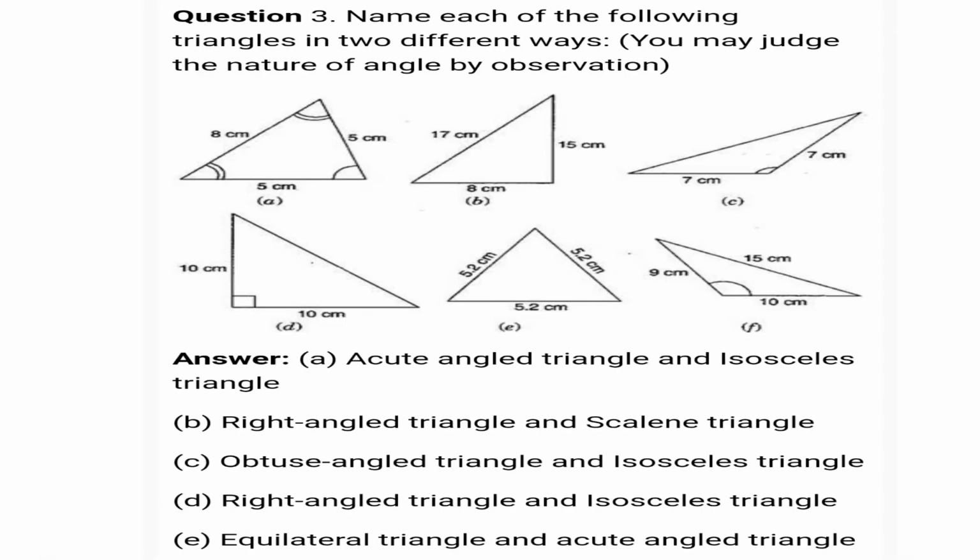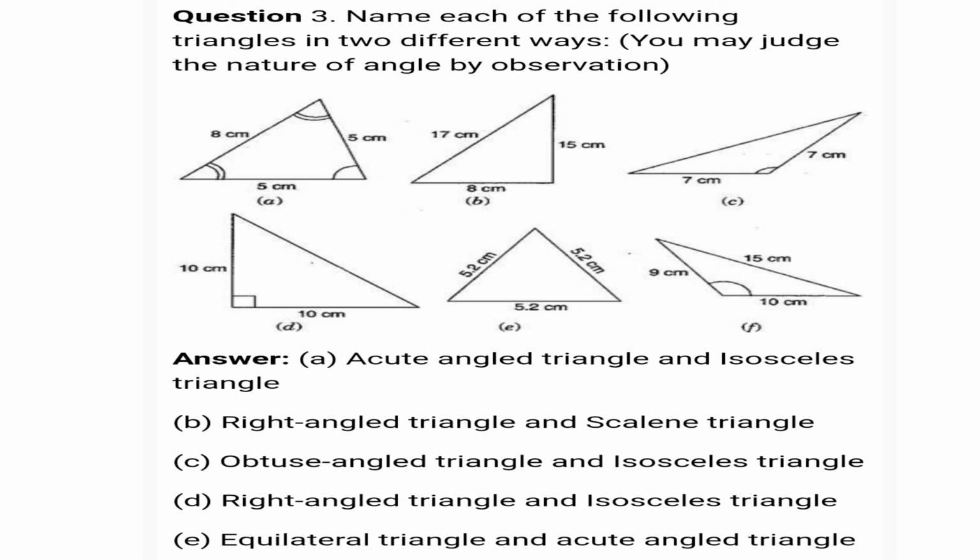Now, let us here solve question 3, which says, name each of the following triangles in two different ways. You may judge the nature of angle by observation. So, let us try to name these triangles. From figure A, we can say that the given triangle is an acute angled triangle and an isosceles triangle. Well, we said it is an acute angled triangle because from figure it is clear that all the three angles are less than 90 degree.